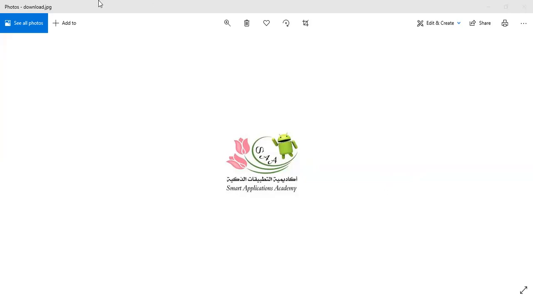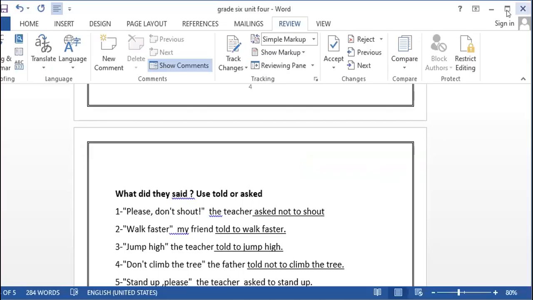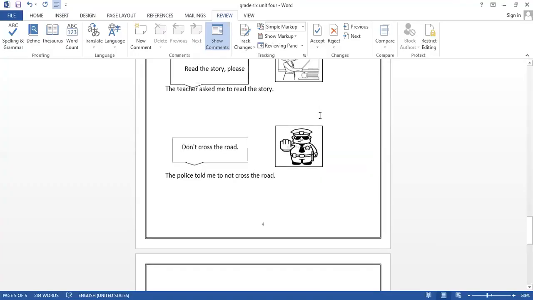Today we will start with the grammar in Unit 4. I will share the booklet. Open your booklet here. Just a minute. Yes, open your booklet.